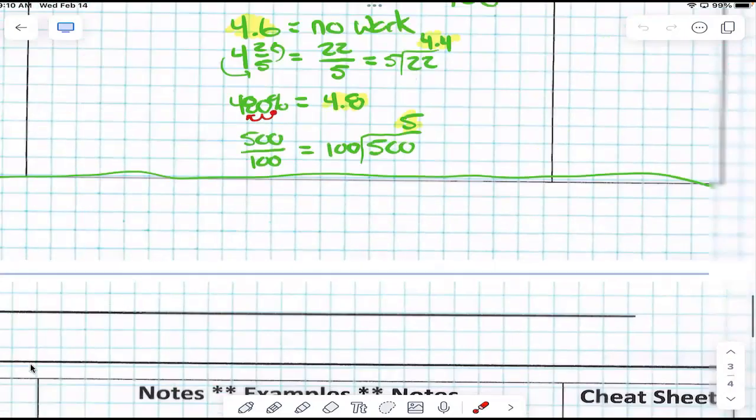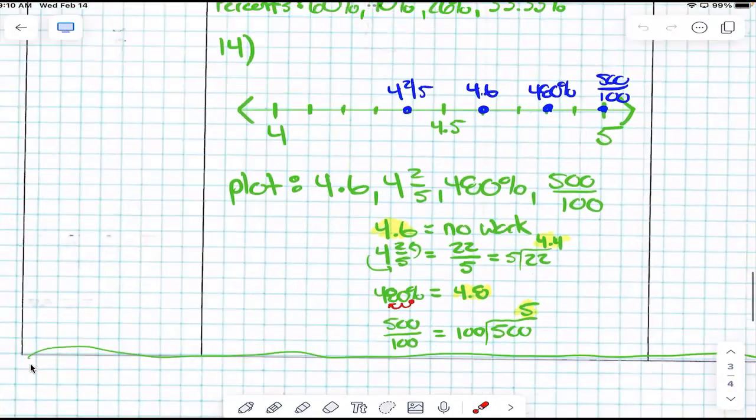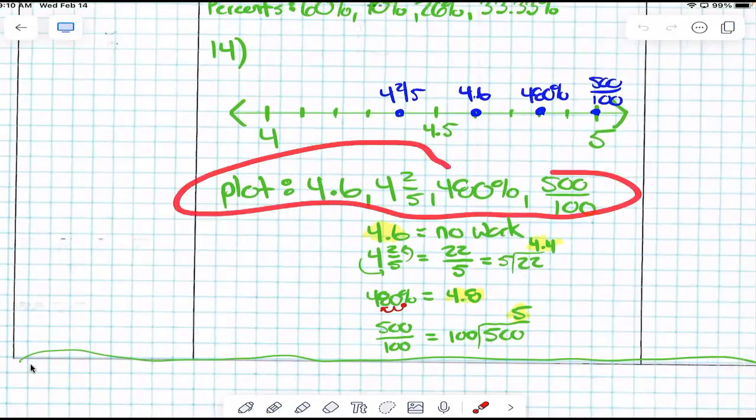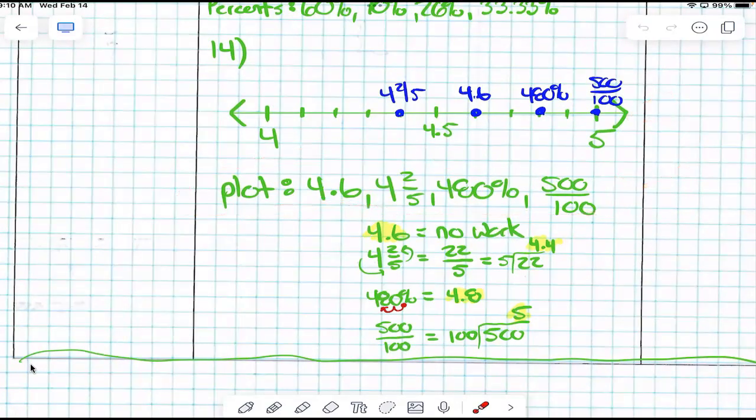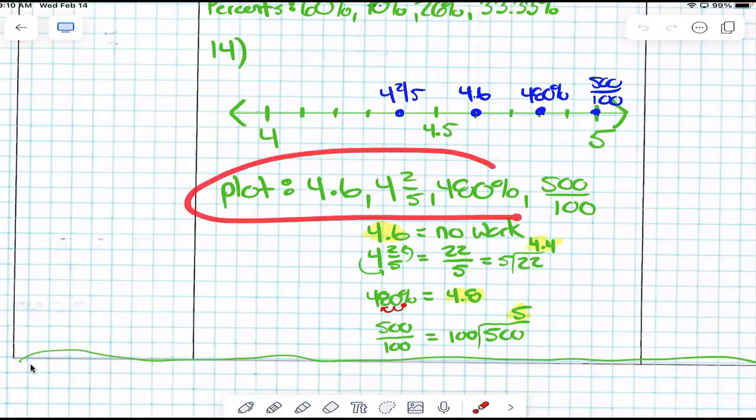Last one we did is we took these numbers right here and we put them on this number line. Again, this number line is in what form? So it would make most sense to convert all of these to decimals, which you know how to do, yes? We good?